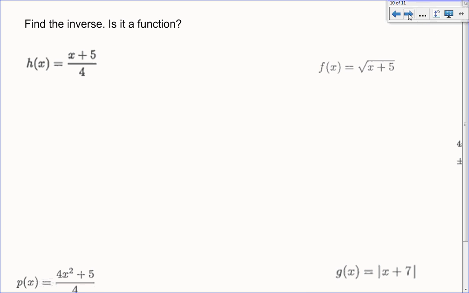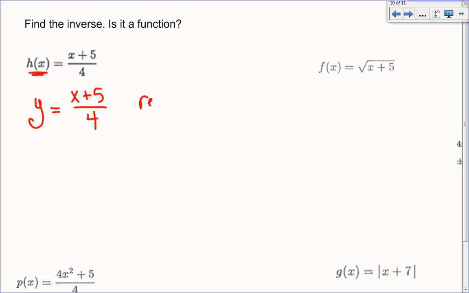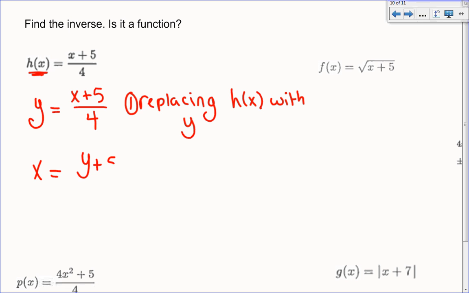So what that looks like is, originally we have h of x. We're going to replace h of x with y. So we're going to say y equals x plus 5 over 4. So you're replacing f of x, or h of x in this case, with y. Okay, so that's our first step. Our second step is we're going to switch, x and y are going to switch places. So instead of y equals, we'll have x equals y plus 5 over 4. So x and y switch places.